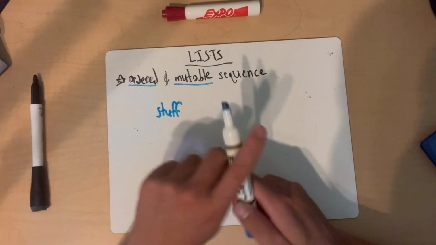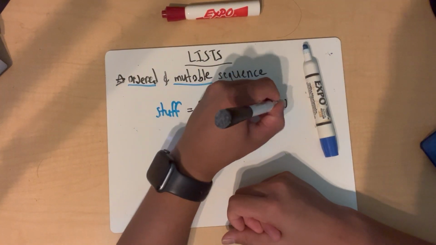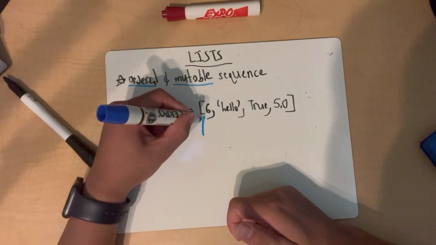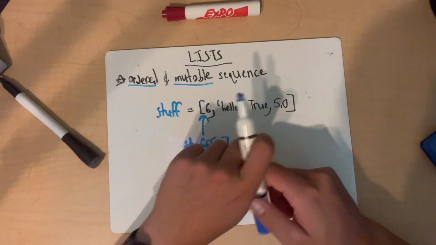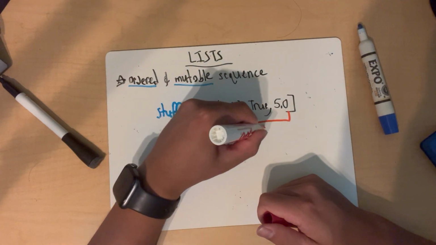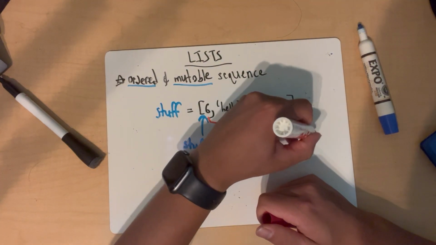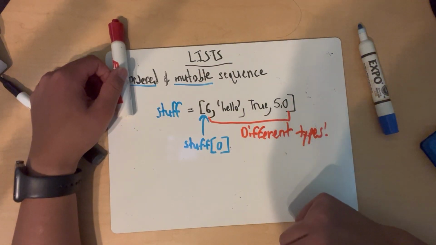So if I have a list called stuff and it has a bunch of random things, then if I wanted to get the first element of the list, in this case 6, then I can say stuff, and then inside square brackets next to it, I can pass in 0. And the reason why I created this example with a bunch of random things is because I wanted to show you how lists can store different data types. That's a really important thing to know.